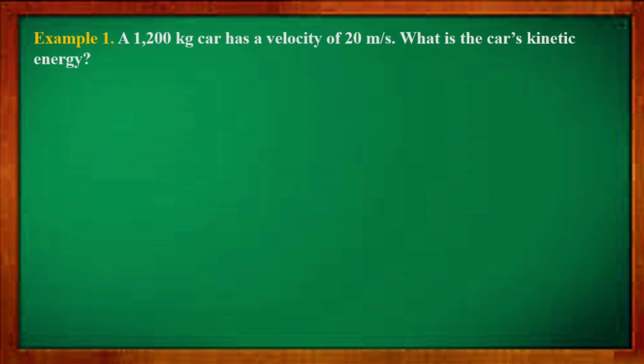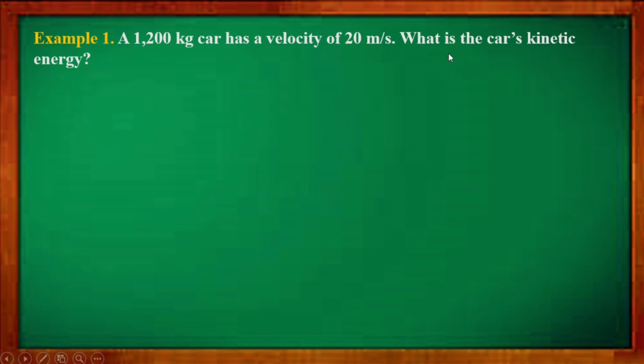Okay, let us have an example on getting the value of kinetic energy. So, for example, number 1, the problem is: a 1,200 kilograms car has a velocity of 20 meter per second. What is the car's kinetic energy? So, what we are going to know in this problem is the car's kinetic energy given that it has a mass of 1,200 kilograms and has a velocity of 20 meter per second.